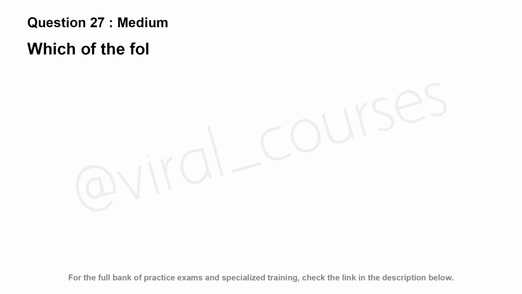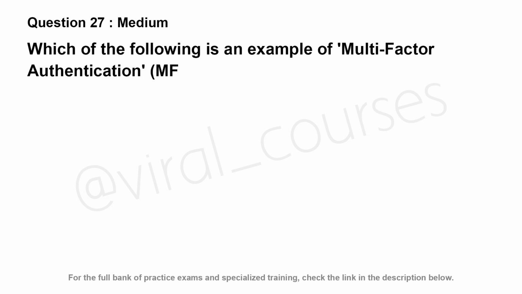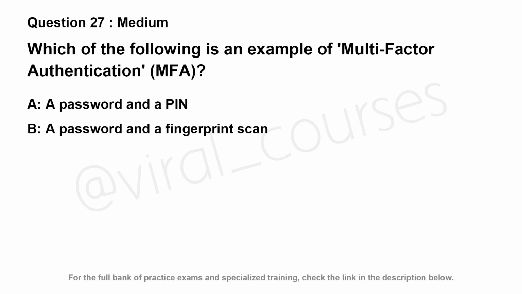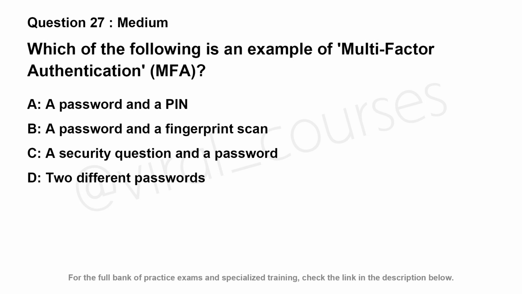Which of the following is an example of multi-factor authentication, MFA? Option A, a password and a PIN. Option B, a password and a fingerprint scan. Option C, a security question and a password. Option D, 2 different passwords.